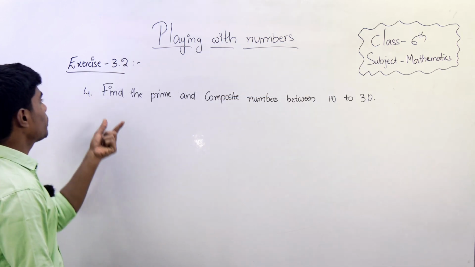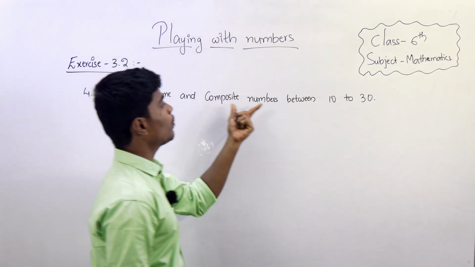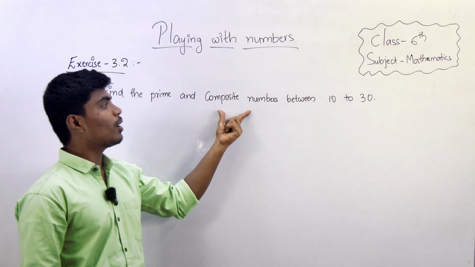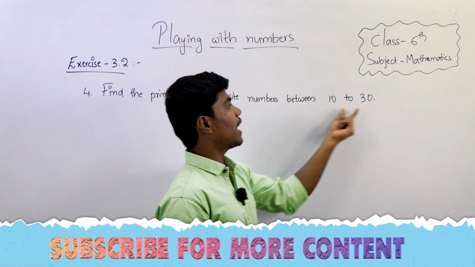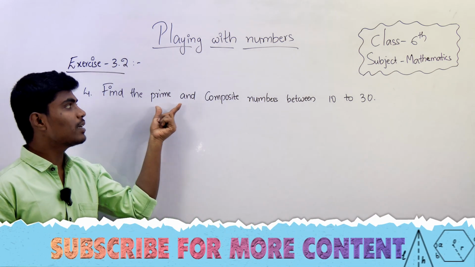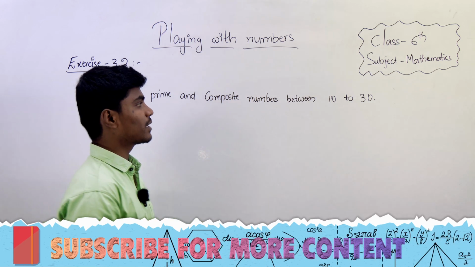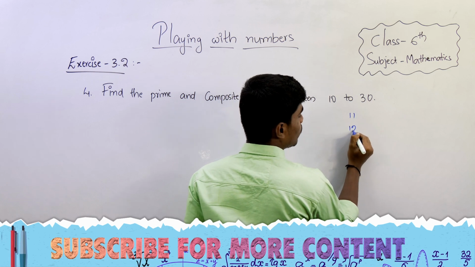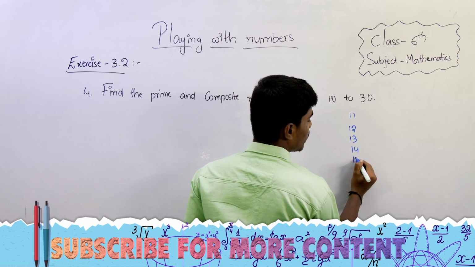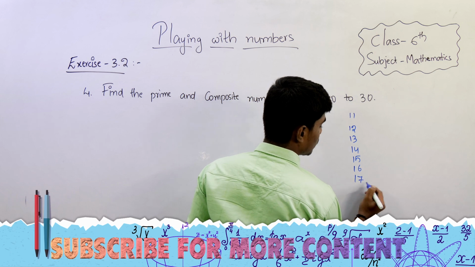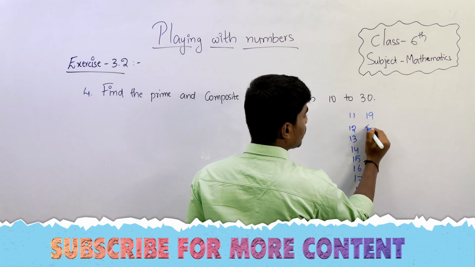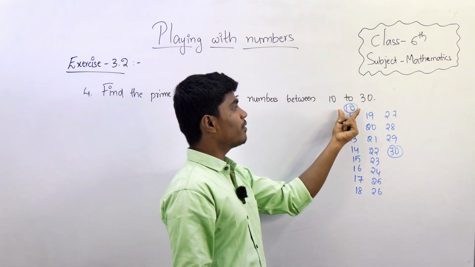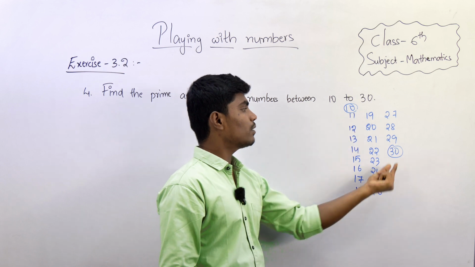Okay. In the fourth problem, find the prime and composite numbers between 10 and 30. See here, he is asking for prime numbers and composite numbers between 10 and 30. As I told you, prime numbers have only 2 factors and composite numbers have more than 2 factors. First, let's write the numbers between 10 and 30: 11, 12, 13, 14, 15, 16, 17, 18, 19, 20, 21. Okay, the numbers between 10 and 30 are 11, 12 up to 29.